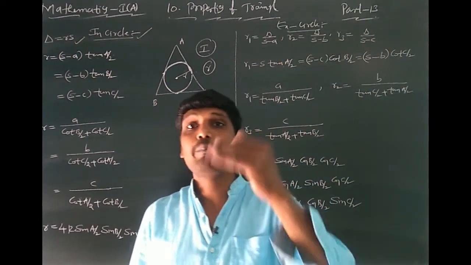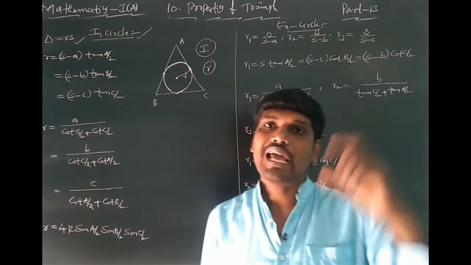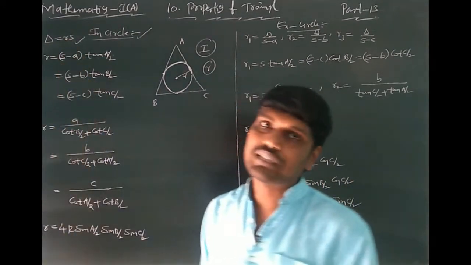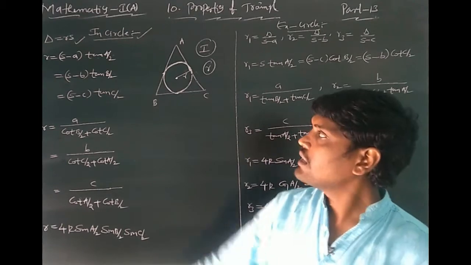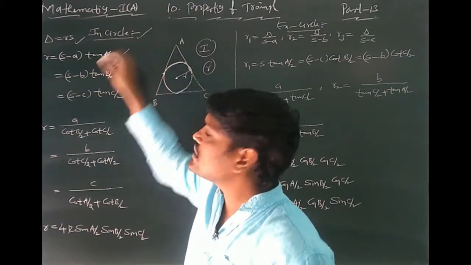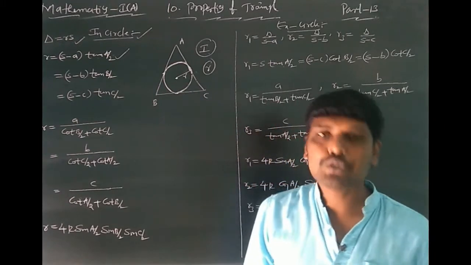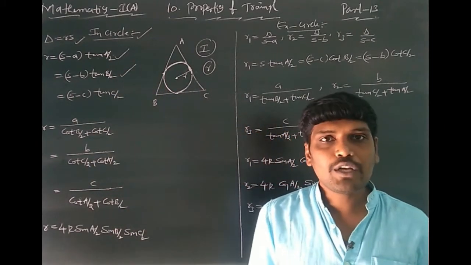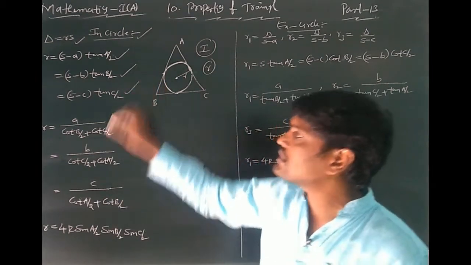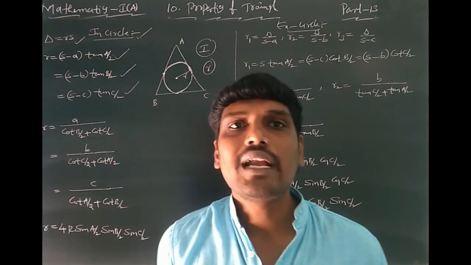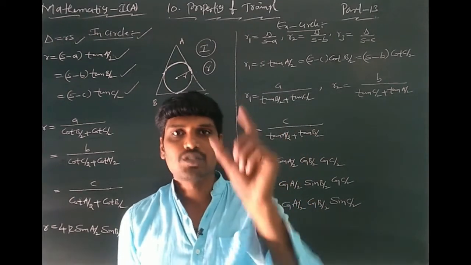Already explained in the previous part, the previous exercise 10A model problems. Delta is equal to r into s. This is a very important formula. Second formula: small r equals (s minus a) into tan A by 2, or (s minus b) into tan B by 2, or (s minus c) into tan C by 2. Here small r equals delta by s, that is the first formula.